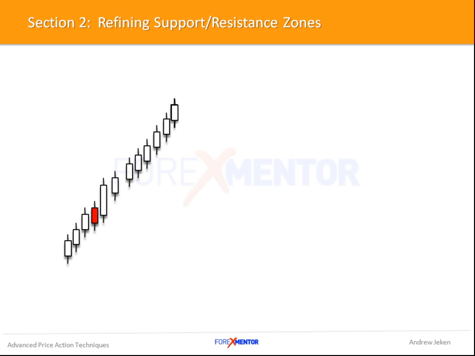So once we've marked off our support resistance zones, we now want to refine them for scalping purposes. Remember, for scalping, we want to be as accurate as possible. We're using very small stops, and our entry is absolutely critical when we're looking to trade small bounces off levels.